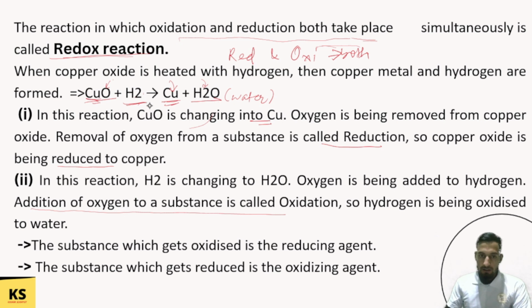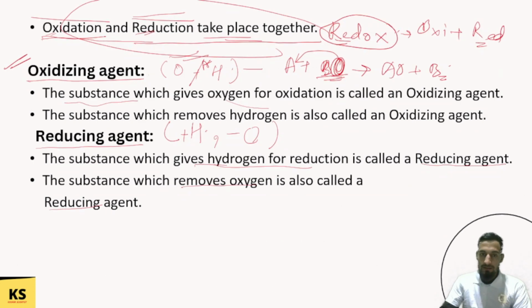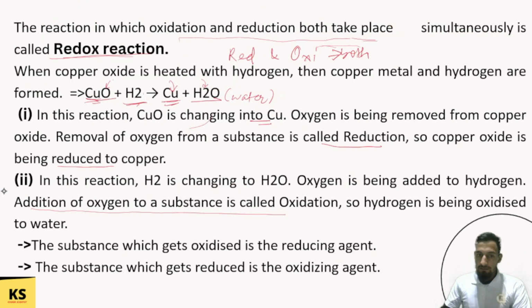So hydrogen is being oxidized. The substance which gets oxidized is the reducing agent. Why? H2 is oxidized to H2O because it is taking the oxygen. In the previous slide, we specified that the substance which gives out hydrogen or removes oxygen, and similarly the one which gives oxygen or removes hydrogen, are called oxidizing agents. Similarly here, the substance which gets oxidized acts as a reducing agent, because it is taking oxygen from CuO. Hence this H2 is acting as a reducing agent.